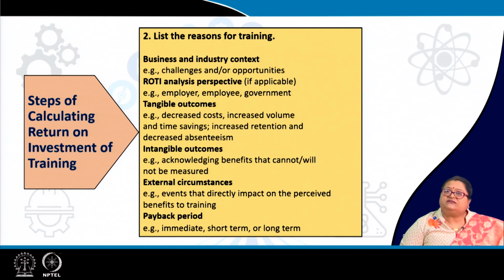Number 2, list the reasons for training. Business and industry context, for example challenges and or opportunities. ROTI analysis perspective, if applicable, for example employer's perspective, employee's perspective, government's perspective. Tangible outcomes, for example decreased cost, increased volume and time savings, increased retention and decreased absenteeism. Intangible outcomes, for example acknowledging benefits that cannot or will not be measured. External circumstances, events that directly impact the perceived benefits of training. And payback period, for example immediate, short-term or long-term.